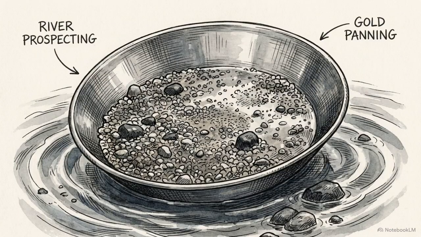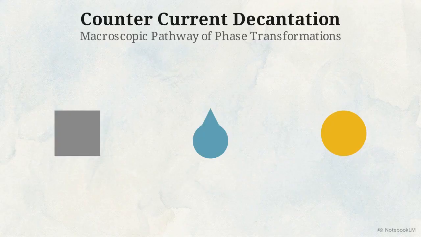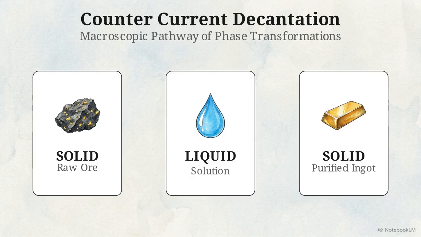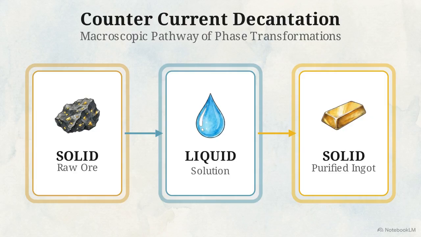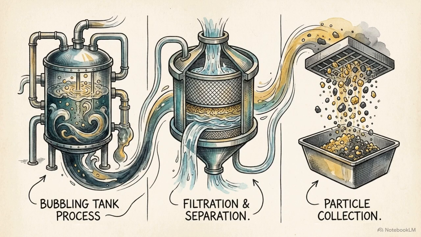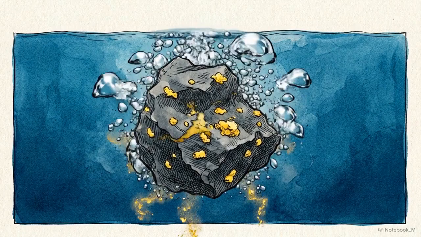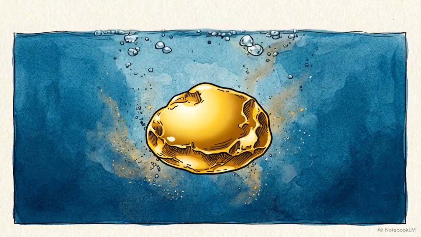Rather than relying purely on mechanical sorting, CCD operates by forcing the gold through a strict sequence of chemical phase transformations. This diagram illustrates the macroscopic pathway of the entire operation. It tracks the gold as it transitions from a solid state within the raw ore into a dissolved liquid solution, and finally back into a purified solid ingot. We can break this pathway down into 3 operative stages: leaching, washing, and displacement precipitation. CCD is effectively a deliberate chemical architecture engineered specifically to manipulate elemental phase states to achieve absolute physical isolation.